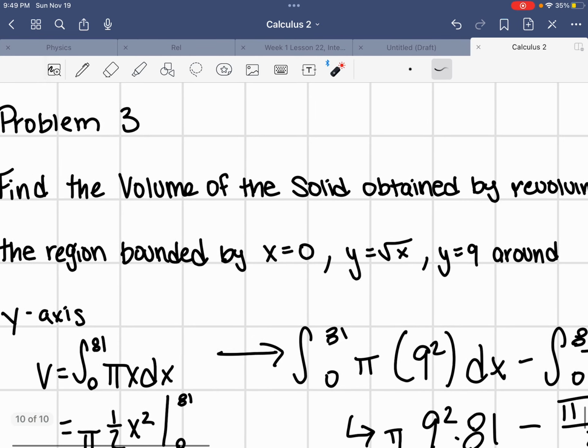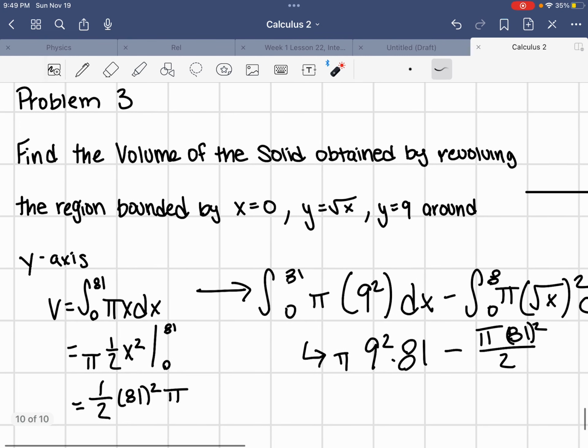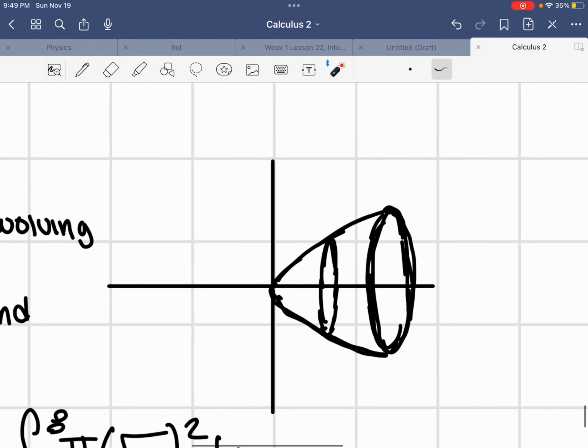Problem 3 is find the volume of the solid obtained by revolving the region bounded by x equals 0, y equals the square root of x, and y equals 9 around the y-axis. There's that.